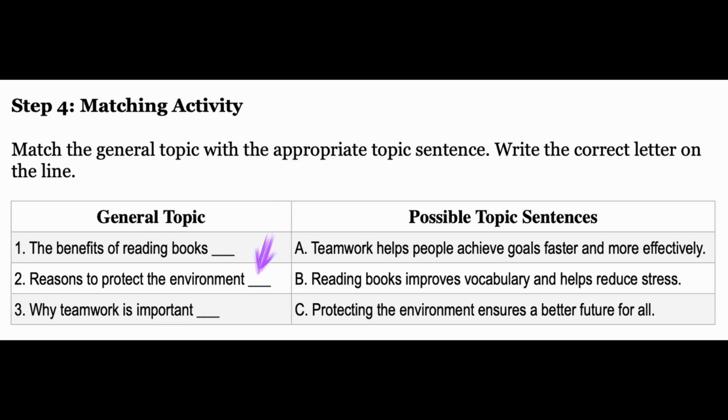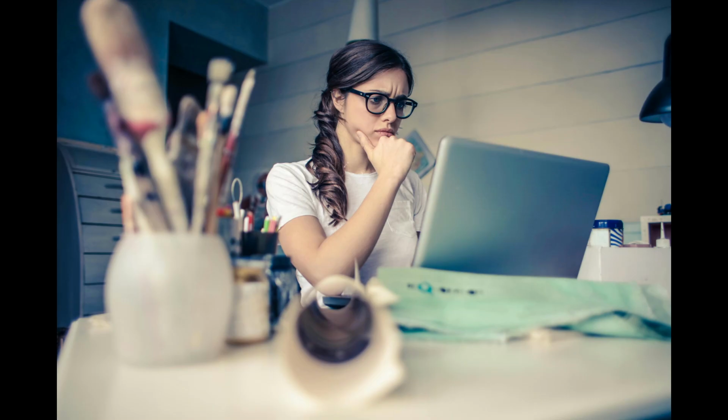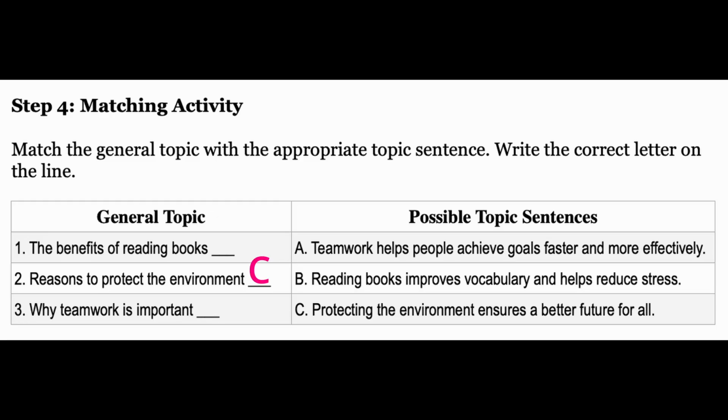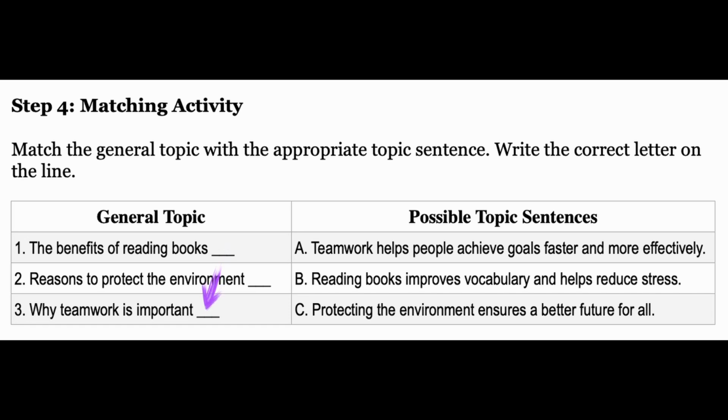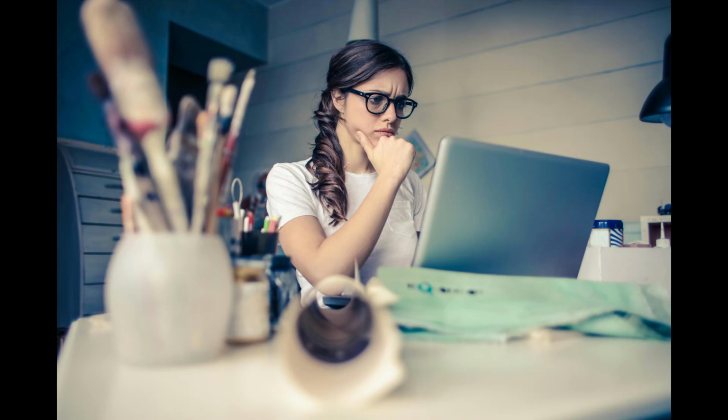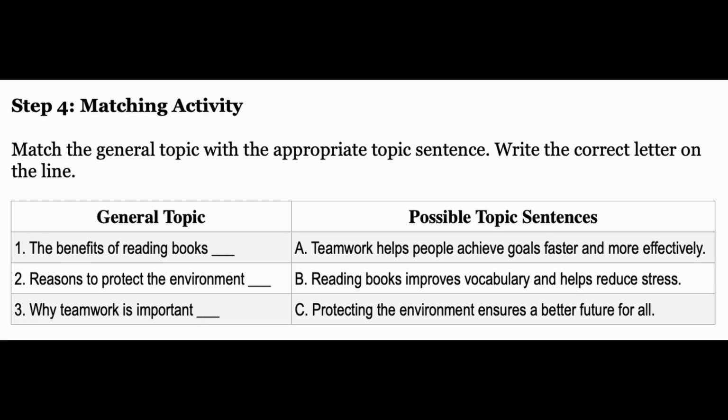Number 2 says, reasons to protect the environment. If you answered C, protecting the environment ensures a better future for all, you are correct. And number 3 says, why teamwork is important. If you answered A, you are correct. Teamwork helps people achieve goals faster and more effectively.